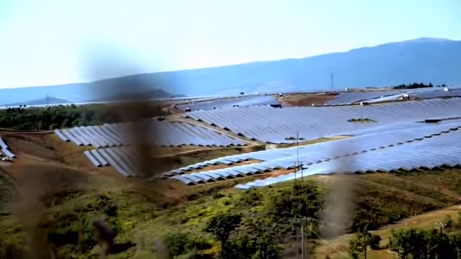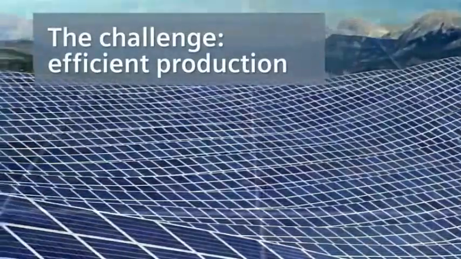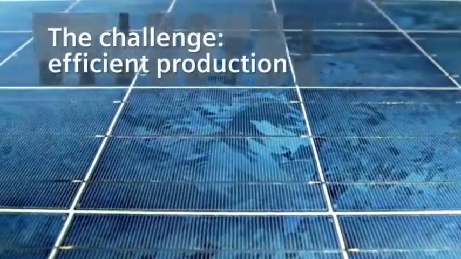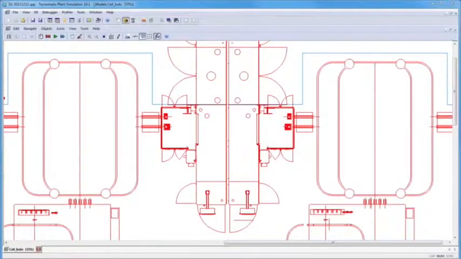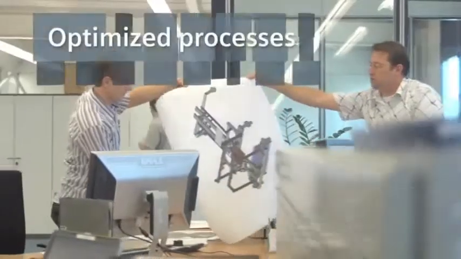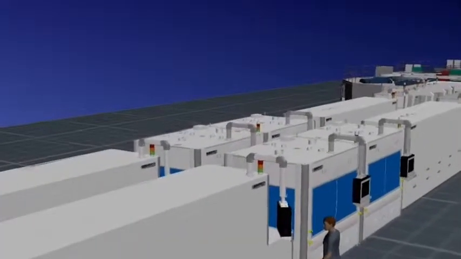The production of photovoltaic components is facing great challenges today. Further improvements of product quality, cost-efficient production, and optimally designed production plants are required. The Siemens Product Lifecycle Management Technomatics Plant Simulation Software supports process optimization, from project planning all the way to the dismantling of a plant.